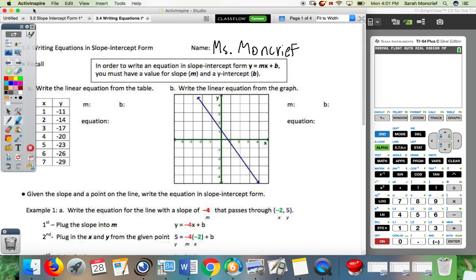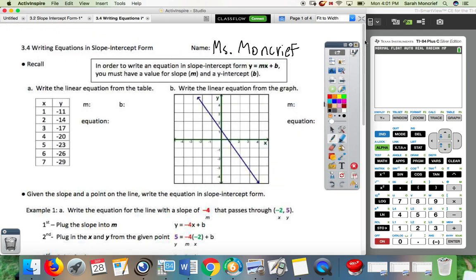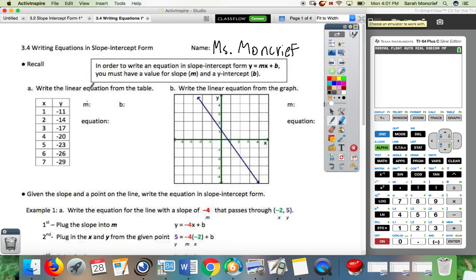So, before we keep going, let's remember a couple of ways that we started it. Let's start by writing the linear equation from a table. So, I'm hoping you remember some of these.